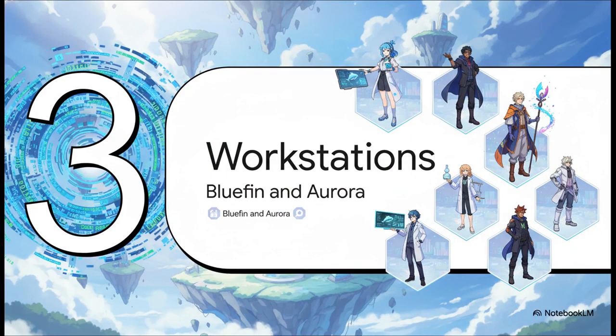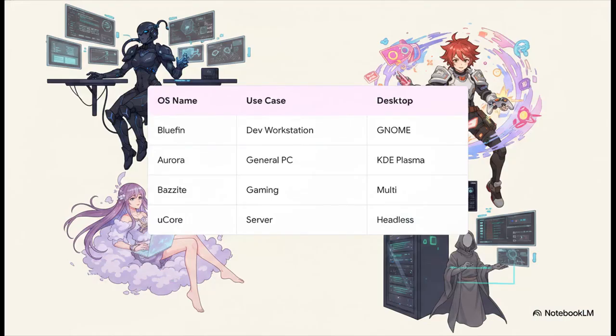Now for Section 3, workstations, Bluefin and Aurora. So you essentially have 4 specialized choices here, ensuring you get exactly the right tool for whatever job you're doing. Universal Blue isn't trying to build one giant, bloated Frankenstein system that tries to do everything poorly. Instead, they provide specialized images tailored for very specific uses. Right now, we're going to focus on the top 2, for workstations, Bluefin and Aurora.